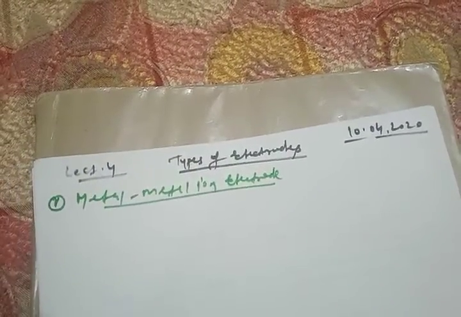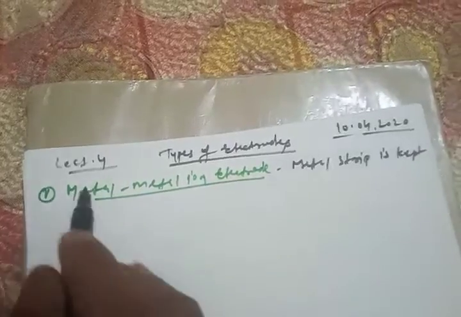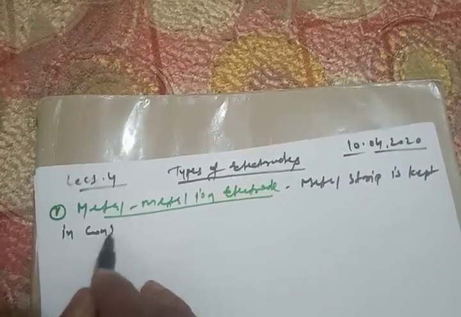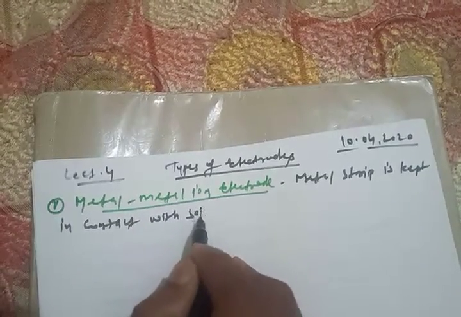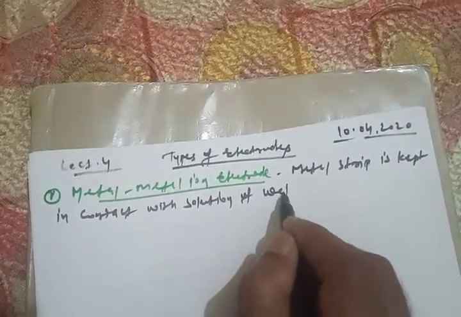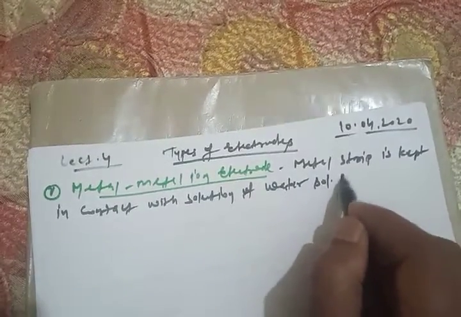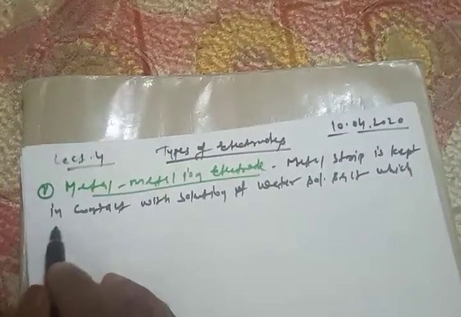Now what happens in this case? A metal strip is kept in contact with the solution. Whatever metal you are taking, the metal strip is kept in contact with a solution of a water soluble salt which contains the cation.